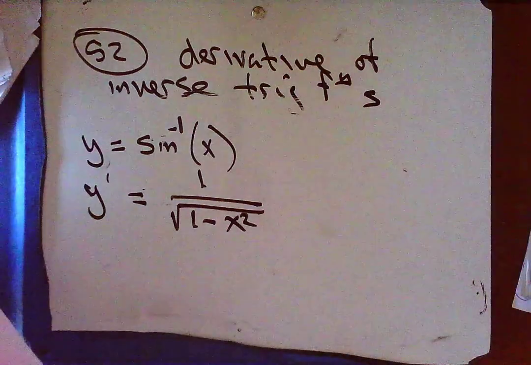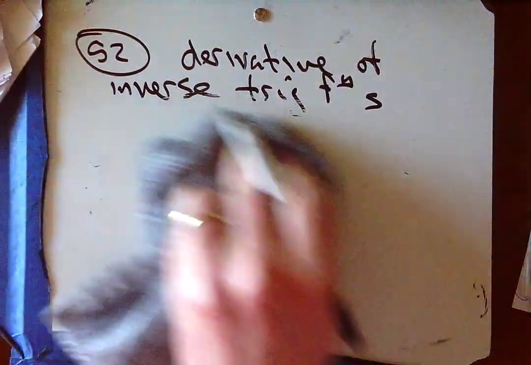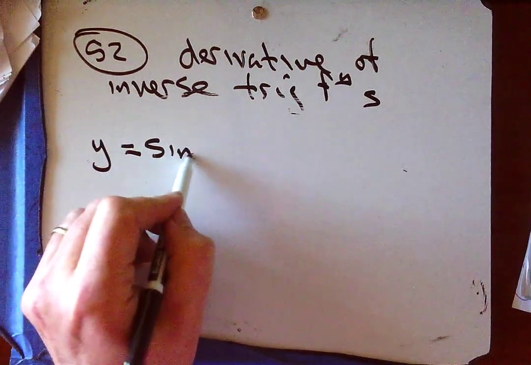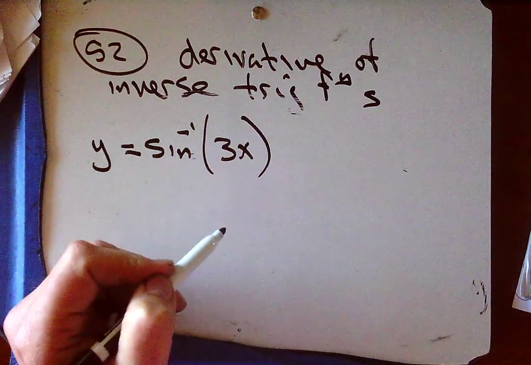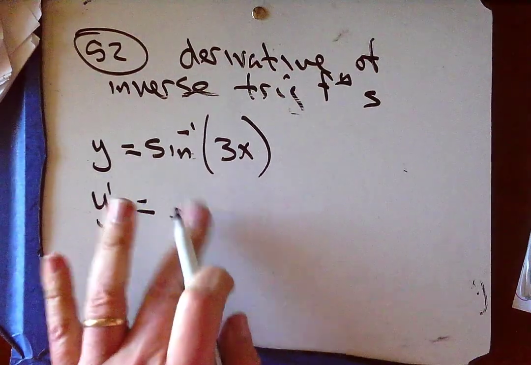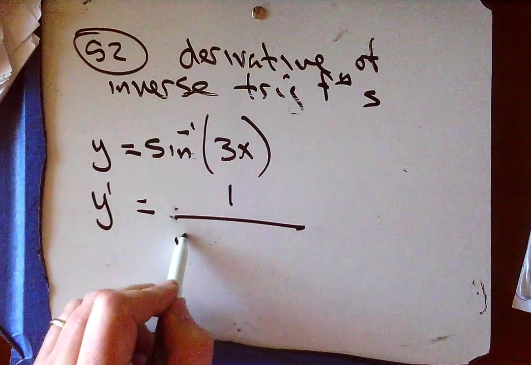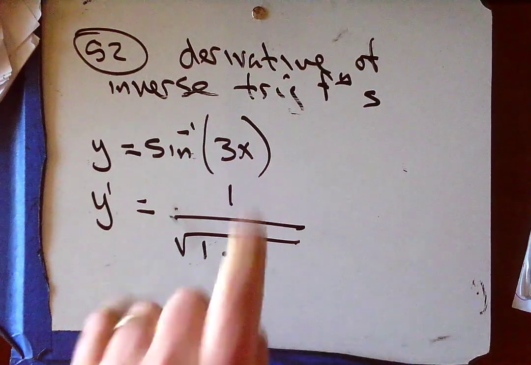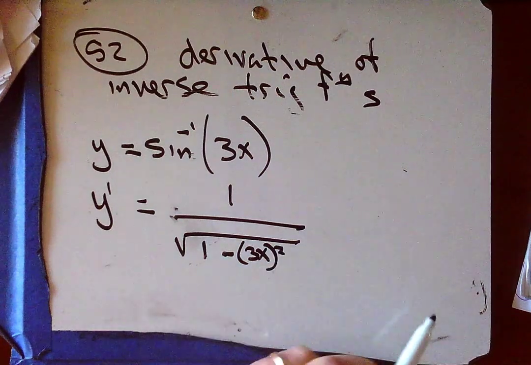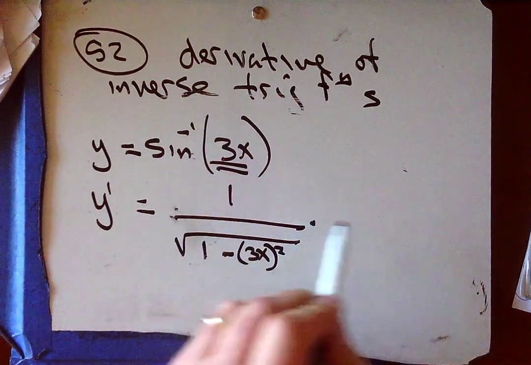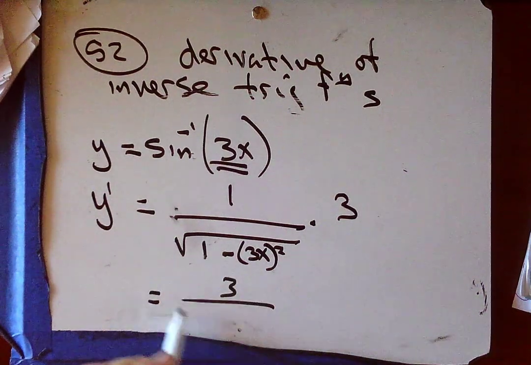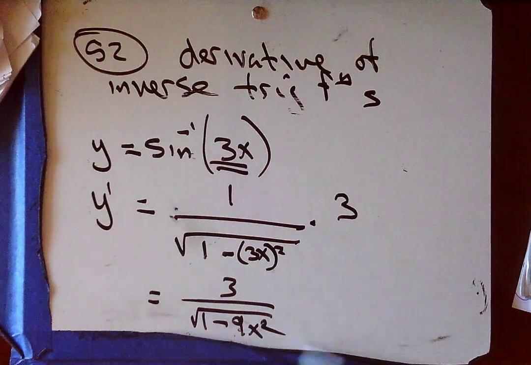Okay. So, oh, and one other thing. Don't forget about chain rule. It's very important in these problems. So if I have y equals sine inverse of 3x, then y prime is going to be 1 over square root of 1 minus this stuff squared. Hey, chain rule, don't forget to come back and take the derivative of that inside function. So I'm going to have here 3 over square root of 1 minus 9x squared.